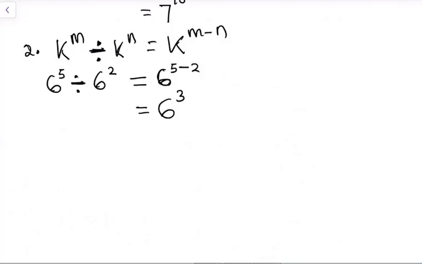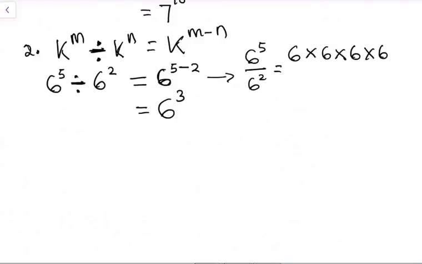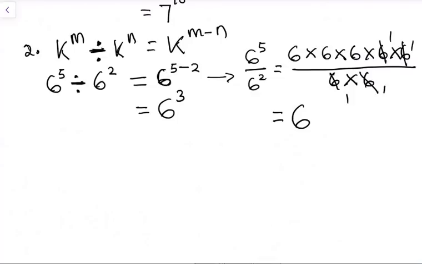Let's quickly prove it. So what this means is like if we are saying 6 raised to power 5 and 6 raised to power 2. So we have 6 multiplied by 6 multiplied by 6, so over 6 times 6. If we divide, see what happens? This 6 cancels out 1, and this also cancels this 6. How many 6 is remaining? 1, 2, 3.